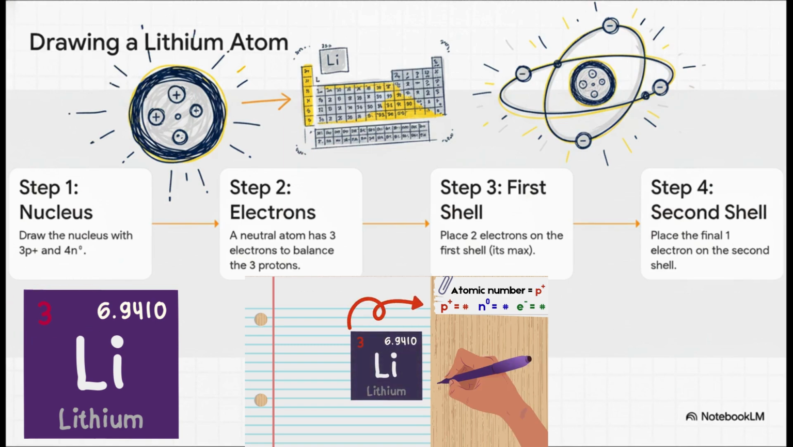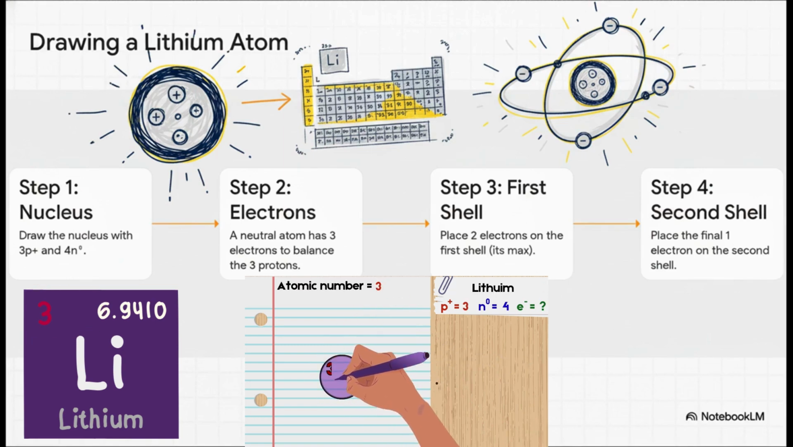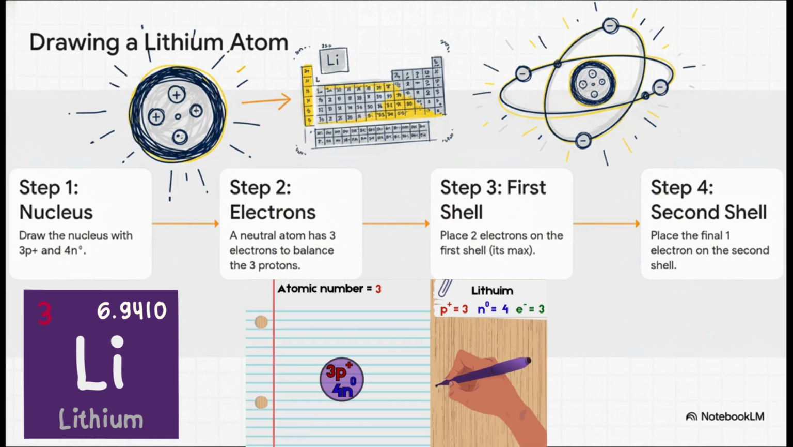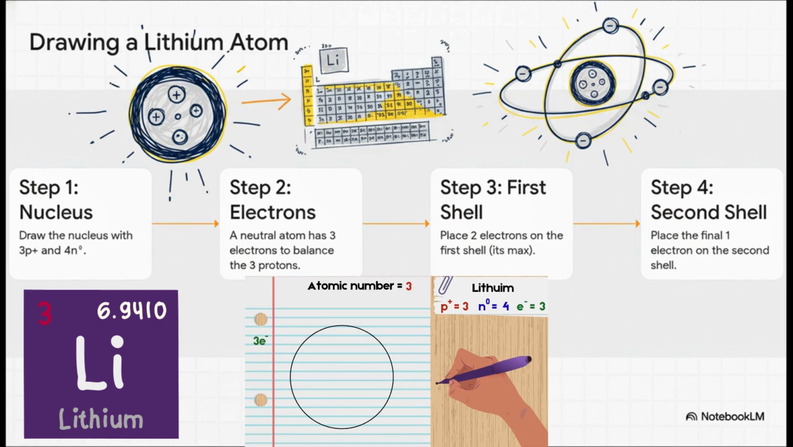So step 1, draw a circle for your nucleus, and inside just write 3p+ and 4n0. Done. Step 2, figure out the electrons. For a neutral atom, the positive protons and negative electrons have to be balanced. So 3 protons means we need 3 electrons.